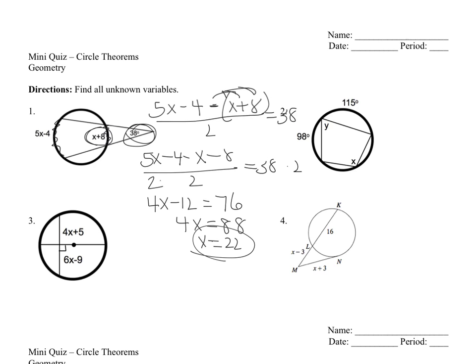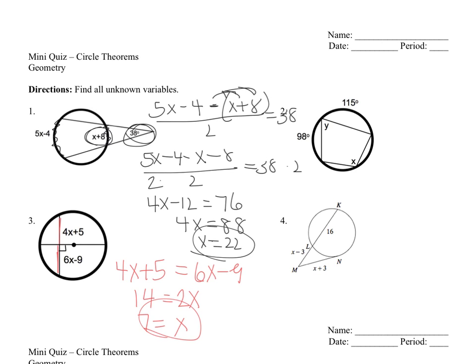I'm just going to go down now and do number 3. So number 3, I'm giving this length and this length. What do you know about those lengths? They're equal. So 4x plus 5 equals 6x minus 9. So I get 14 equals 2x. So x equals 7.